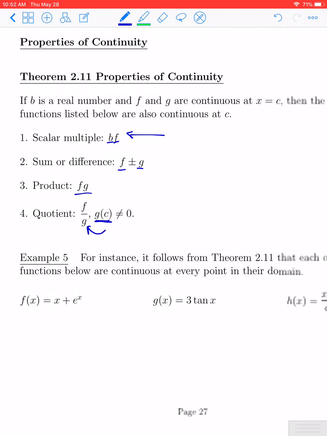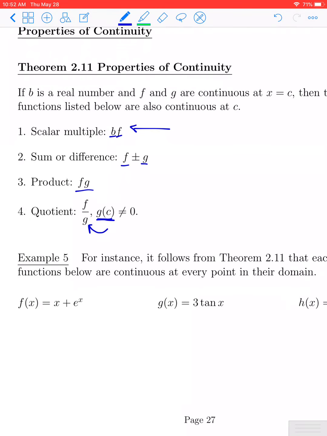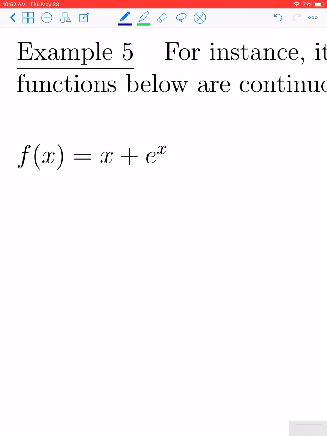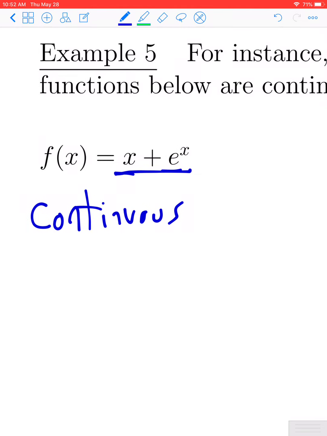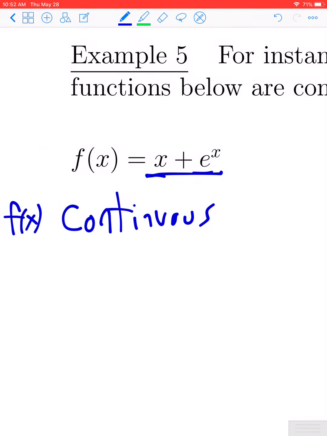In example 5, it would follow that all of these functions listed below would be continuous at every point in their domain. So f of x here, the function x is continuous for all real numbers. e to the x is also continuous for all real numbers. Therefore, the sum of them, according to this theorem, will also be continuous for all real numbers. So f is continuous on negative infinity to infinity.